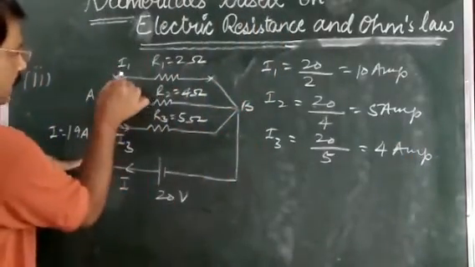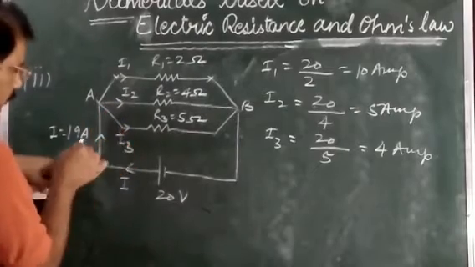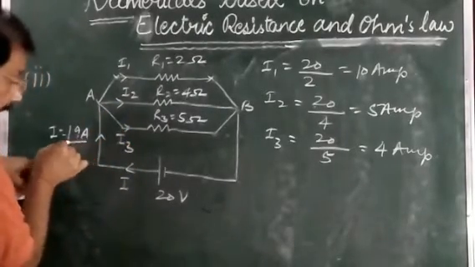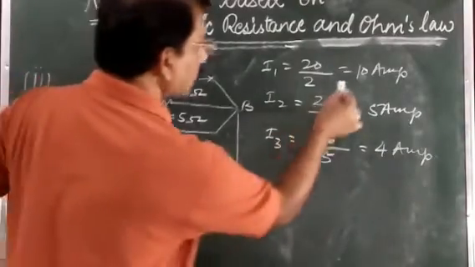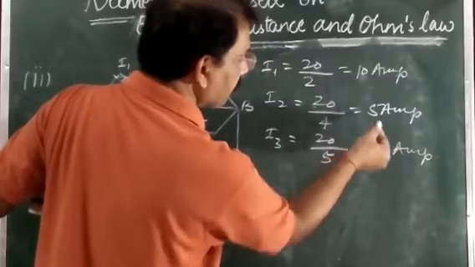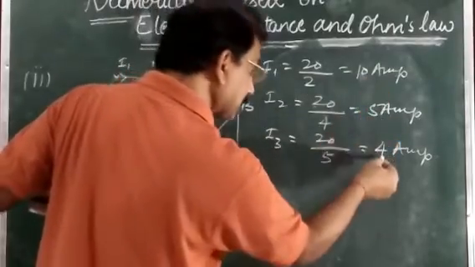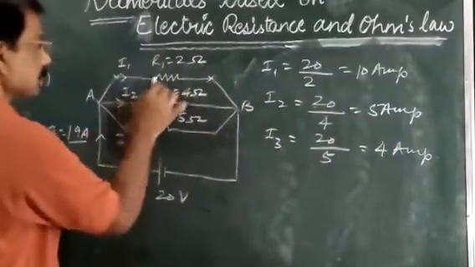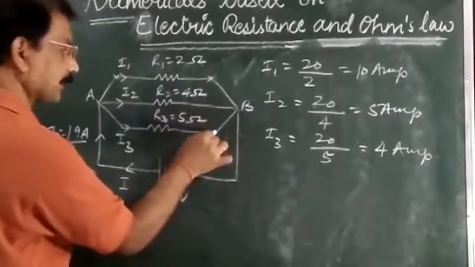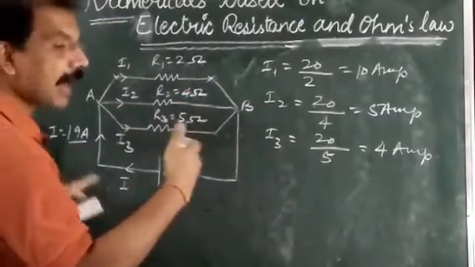And I1 plus I2 plus I3 should be equal to I. Total I is how much? 19 ampere. And total sum of this I1 plus I2 plus I3 is 10 plus 5 plus 4. This one is also 19 ampere. It means the distribution of the current in each of these branches is correct here. In this way, you can also check your answer.